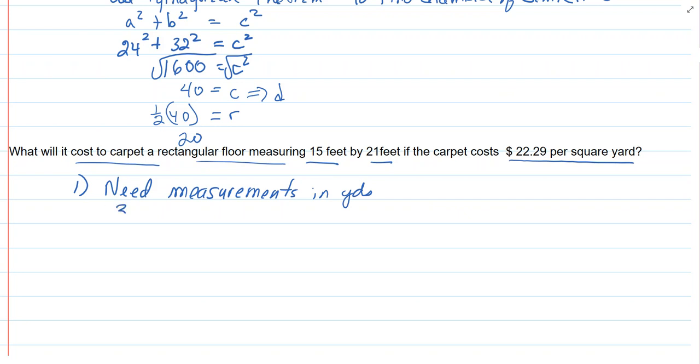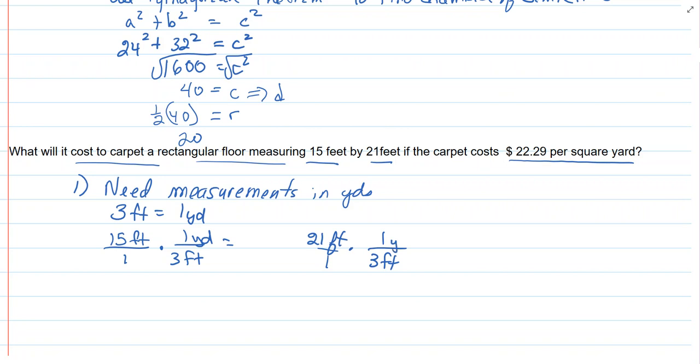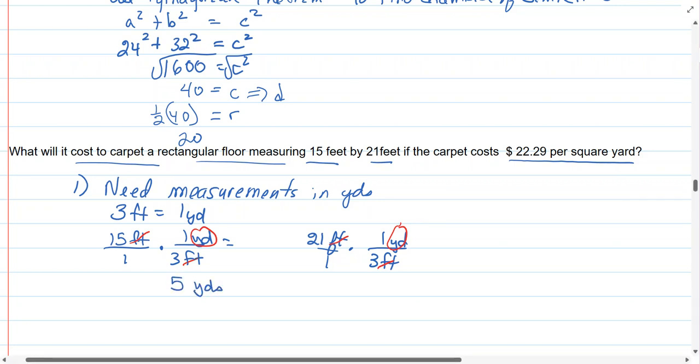So we know 3 feet equal 1 yard. So I'm going to have 15 feet times 1 yard over 3 feet as an equivalent conversion. And then I'm going to have 21 feet times 1 yard over 3 feet. And what this does is cancel my feet, and I end up with yards. And then I'll have the measurements I need. So this becomes 5 yards, and this one becomes 7 yards.